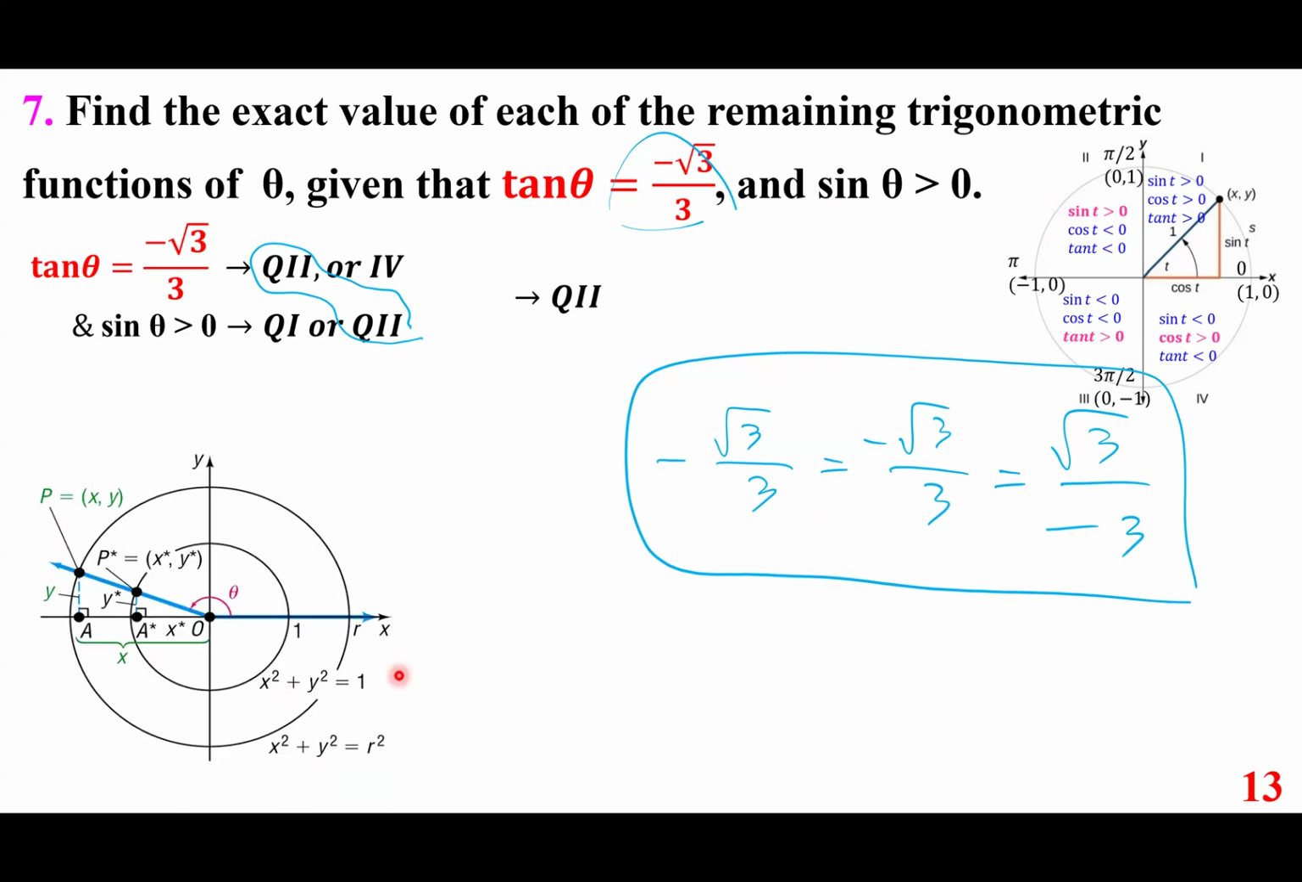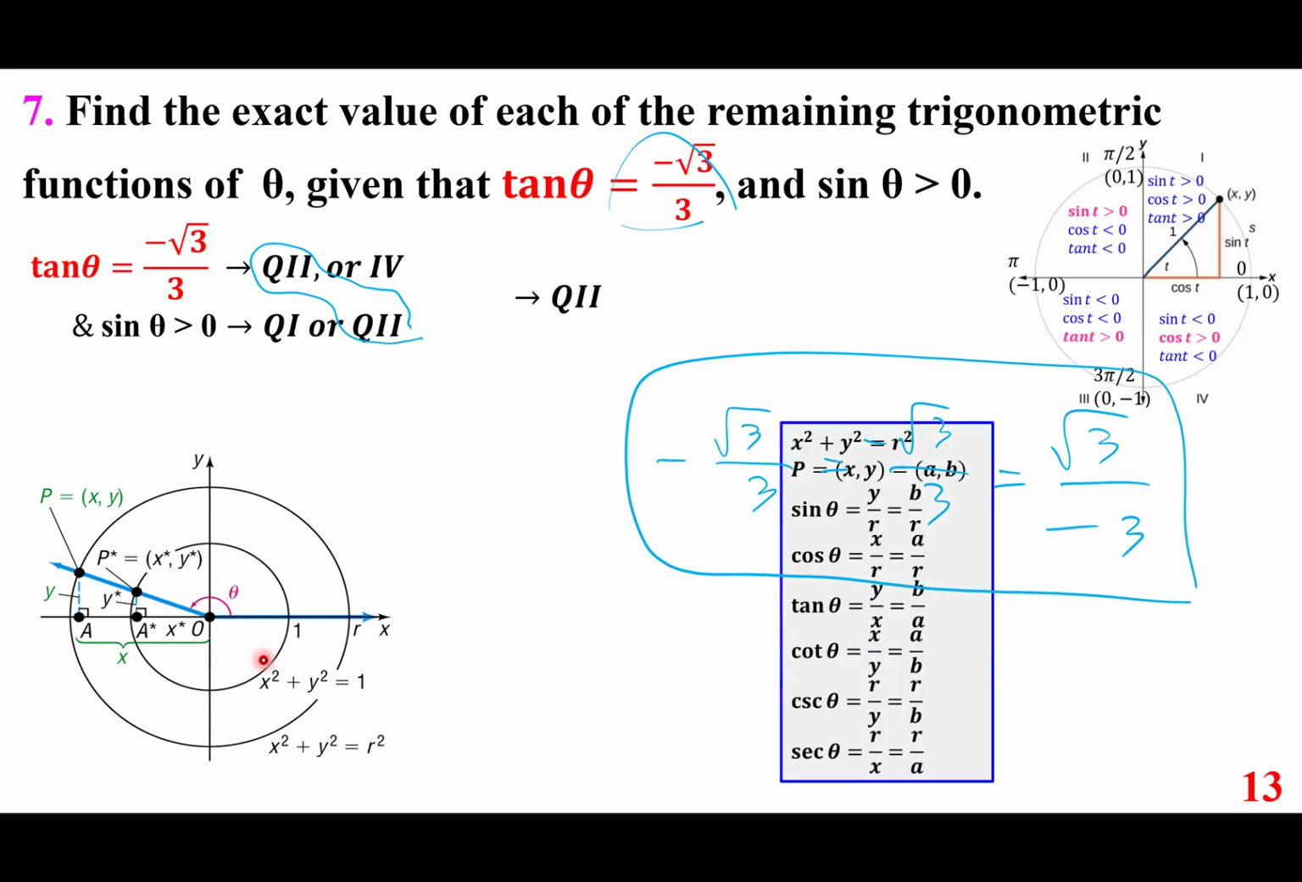Okay, so x squared plus y squared is r squared. For x squared plus y squared equals 1, that is the unit circle, and x squared plus y squared is r squared when it's not a unit circle, when the radius is more than 1, just so everybody knows. And these are the formulas. Let me erase my work.